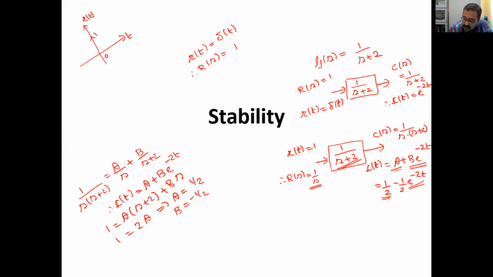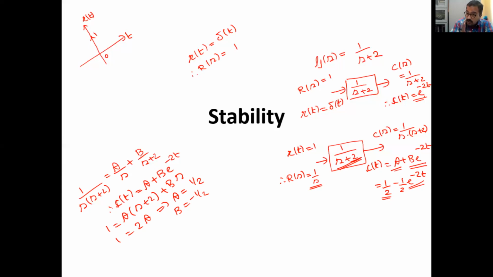You can see that e raised to minus 2t is called a mode. Who is responsible for this particular mode? The pole at s equal to minus 2 is responsible for this e raised to minus 2t mode. If you see here also, what are you getting? e raised to minus 2t. What is the meaning of that? It means that if you want to find the transient response, you just have to take the inverse Laplace transform of the transfer function.